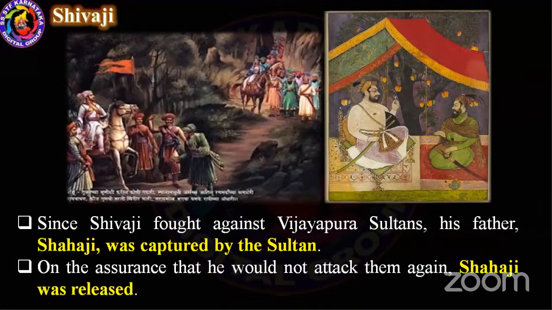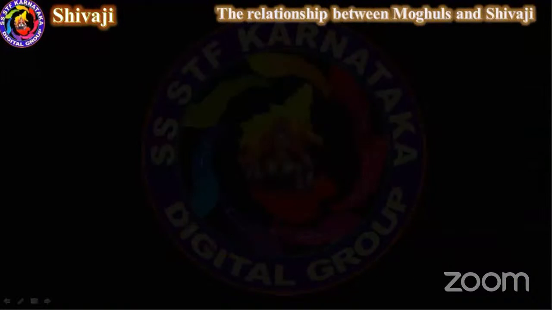On the assurance that he would not attack them again, Shahji was released. After taking assurance from Shivaji that he would not attack the places of Vijaypura Adil Shahi again and again, his father was released by Adil Shahi. This is the relationship between Shivaji and Vijaypura Adil Shahi.